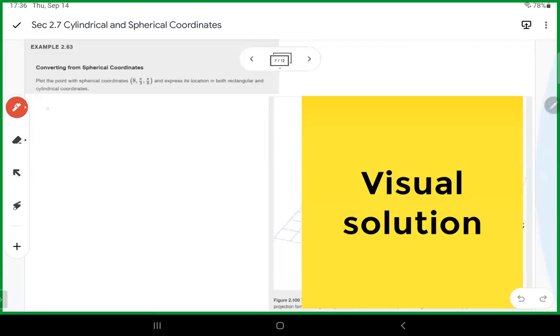So now we need to find x, y, and z, and we're given rho, theta, and phi. My Greek letters are very bad, so I apologize. So we're going to just do our best with my writing.